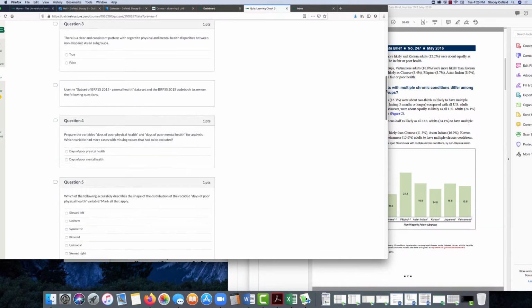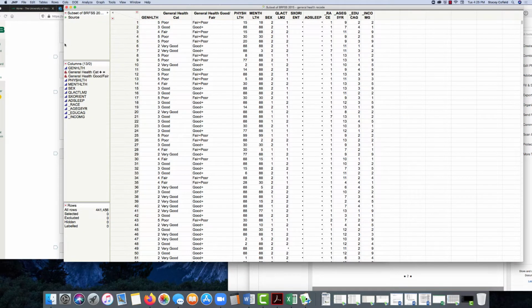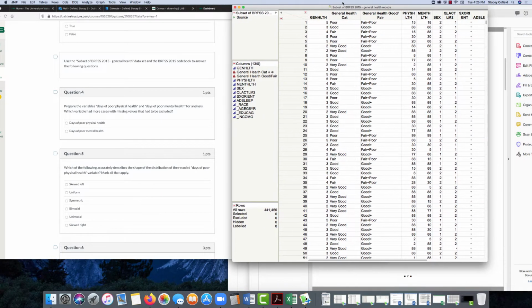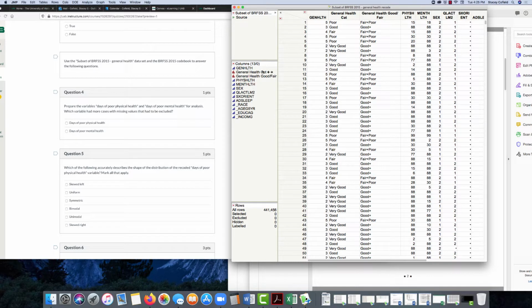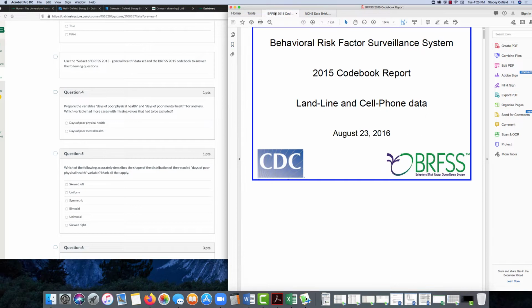And then the next part is, again, working with our BRFSS data set here. So we've got our subset of BRFSS data, and this so far only has the general health category recoded from the prior learning check. And the very first question here talks about days of poor physical health and days of poor mental health. And we have a variable physical health and a variable mental health. So again, what I need to go back to is to look at the code book.